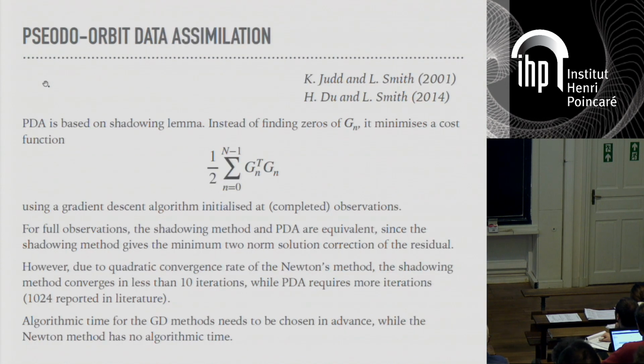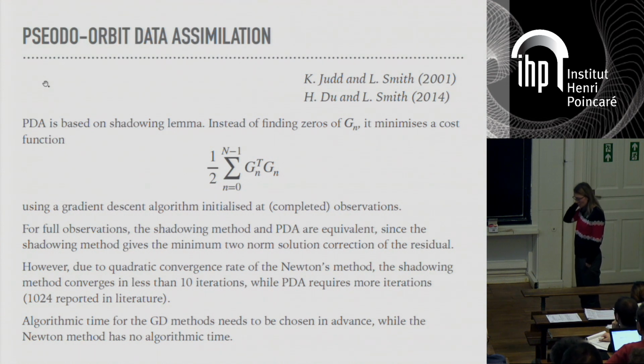Of course, we were not the first ones who were attracted by the idea of using the shadowing property of dynamical systems. I see two people in the third row who have been doing this for a while. This is pseudo-orbit data assimilation, or PDA. This is also based on the shadowing lemma. So how is the Newton-based method different from the PDA?